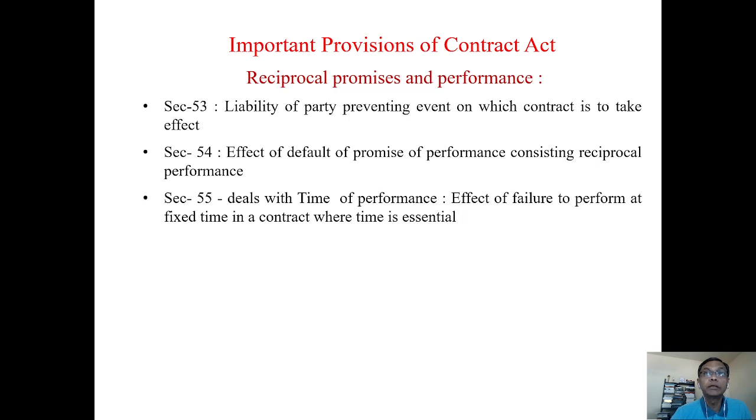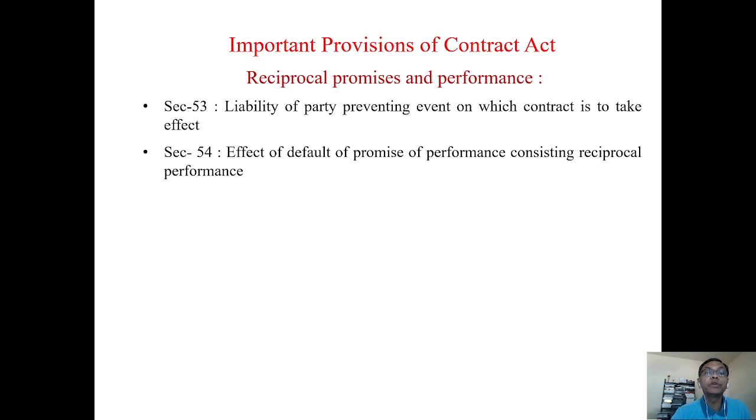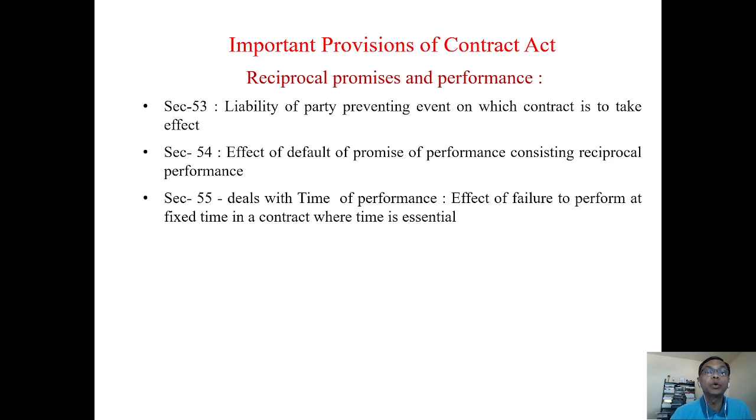Suppose in a contract I am ready to perform, but the other party is not allowing me to perform, then I need not perform. Also, I can claim compensation. Effect of default of a promise of performance consisting of reciprocal promises. The same thing is in Section 55 of the Contract Act, which deals with where time is the essence and where time is not the essence. A very important provision of the Contract Act relevant to construction contracts.